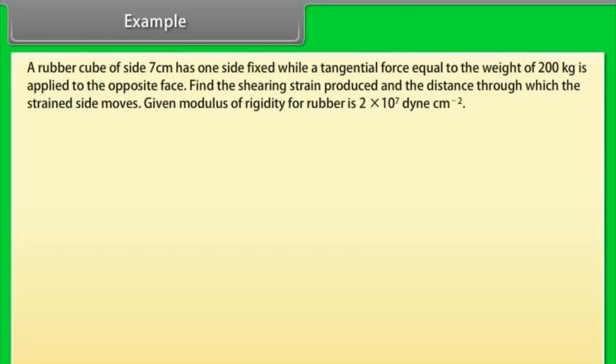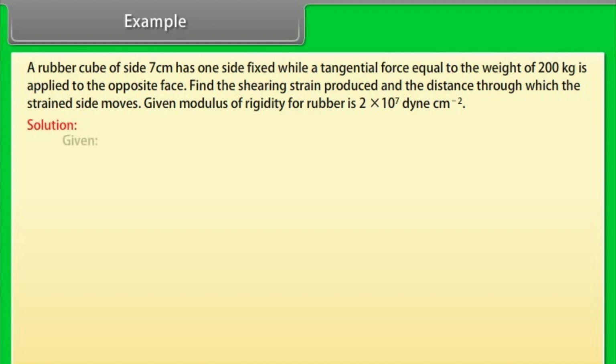Example. Let's take an example of elastic moduli. A rubber cube of side 7 cm has one side fixed, with a tangential force equal to the weight of 200 kg applied to the opposite face. Find the shearing strain produced and the distance through which the strained side moves. Given modulus of rigidity for rubber is 2 into 10 raised to the power 7 dyne per centimeter square.